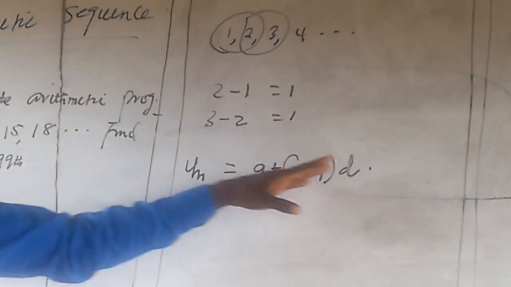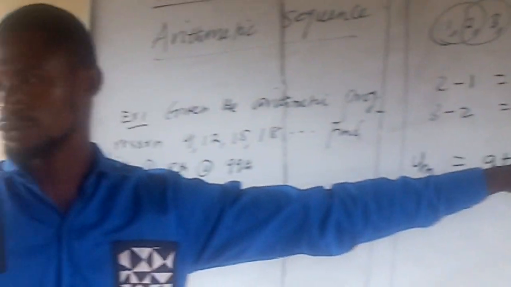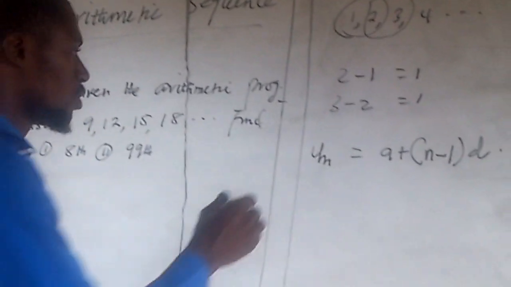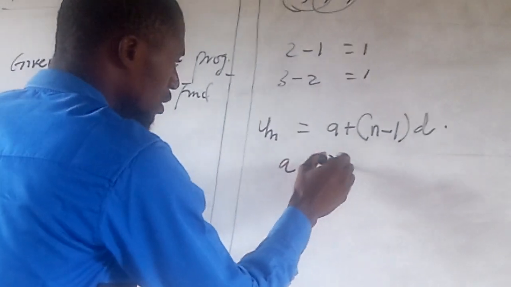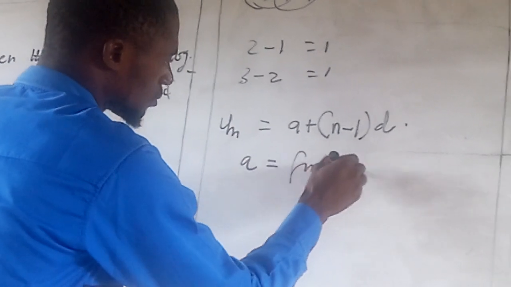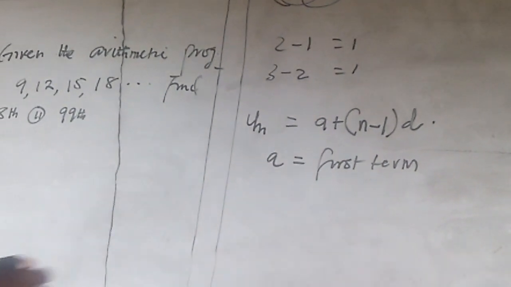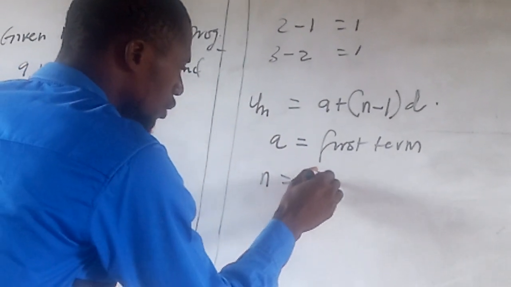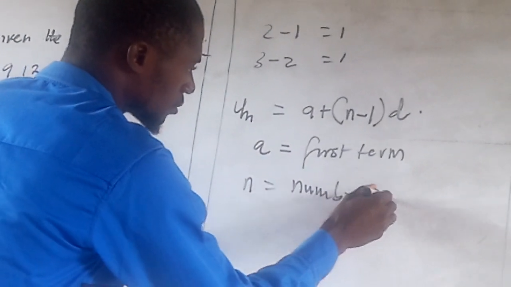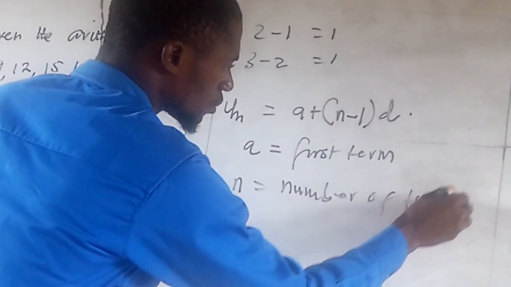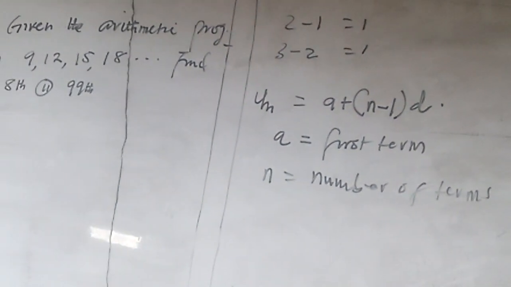Now let's define the parameters. Let's define the variables. The variables here are: we have a. A here means the first term. And then our n means the number of terms. n is the number of terms.